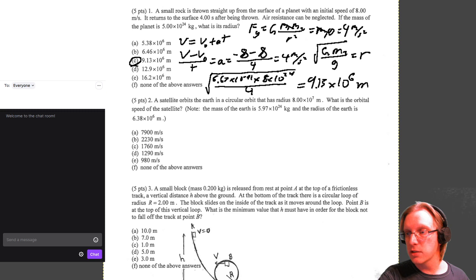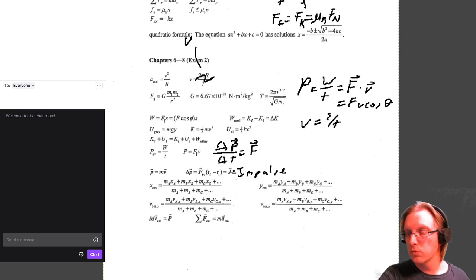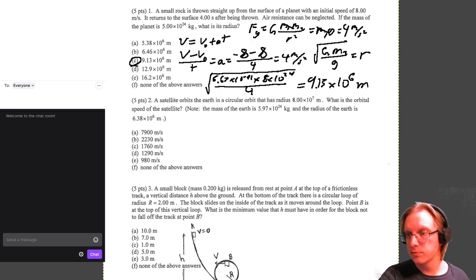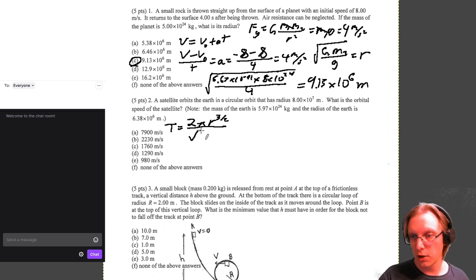We're told a radius, mass, gravity. Yep, there it is. We'll take that one. So T is equal to 2 pi r to the 3/2 divided by the square root of mg. That is the equation.